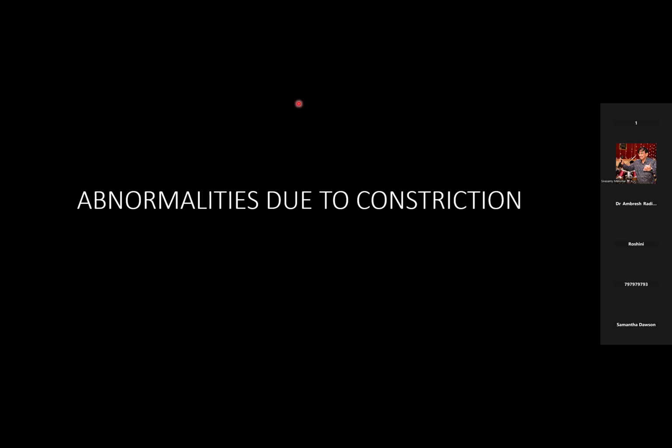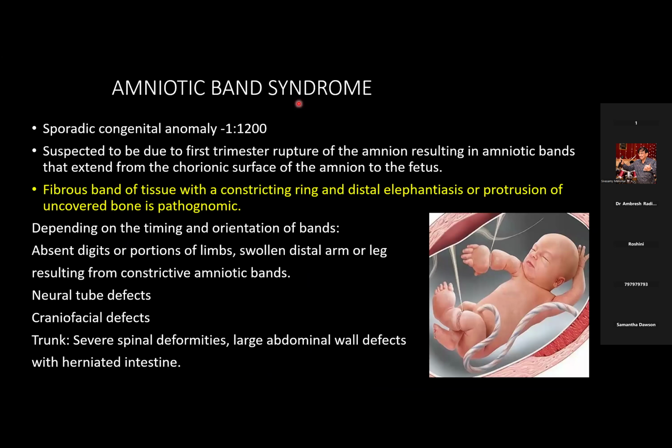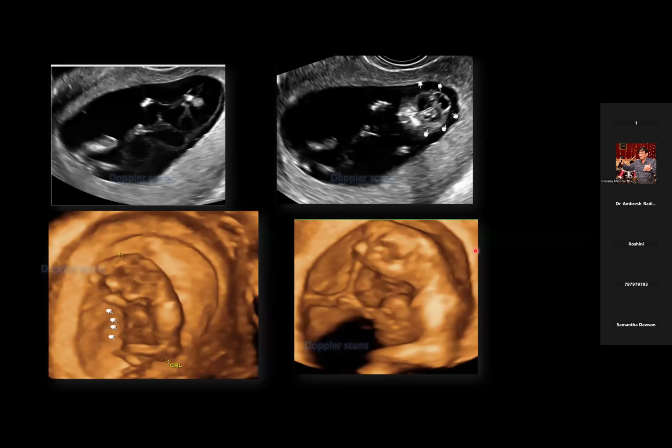Now, moving on to abnormalities due to constriction, amniotic band syndrome, which is suspected to be due to the first trimester rupture of the amnion, resulting in the amniotic bands that extend from the chorionic surface of the amnion to the fetus. So, fibrous band of tissue with a constricting ring and distal elephantiasis or protrusion of an uncovered bone is pathognomonic of this amniotic band syndrome.